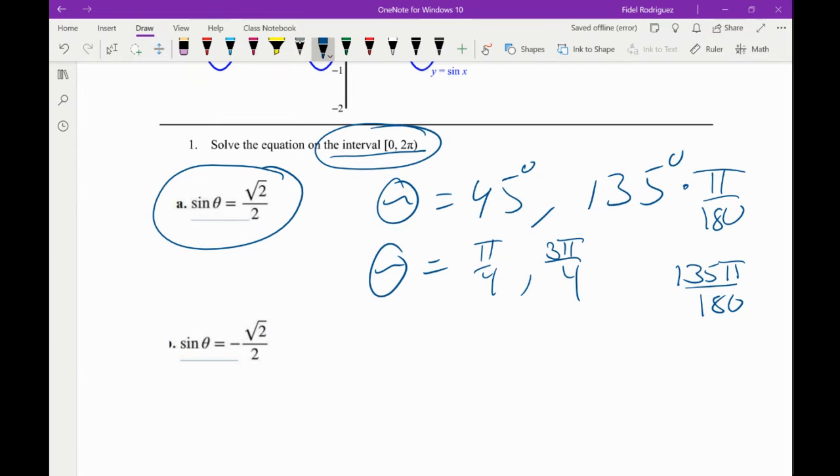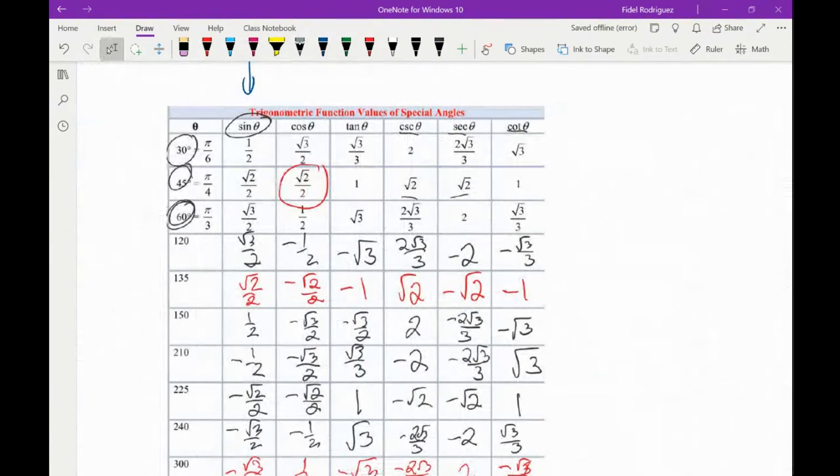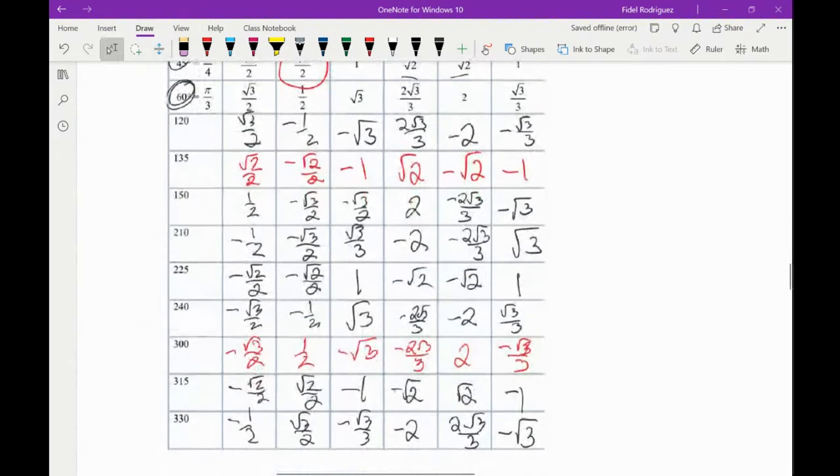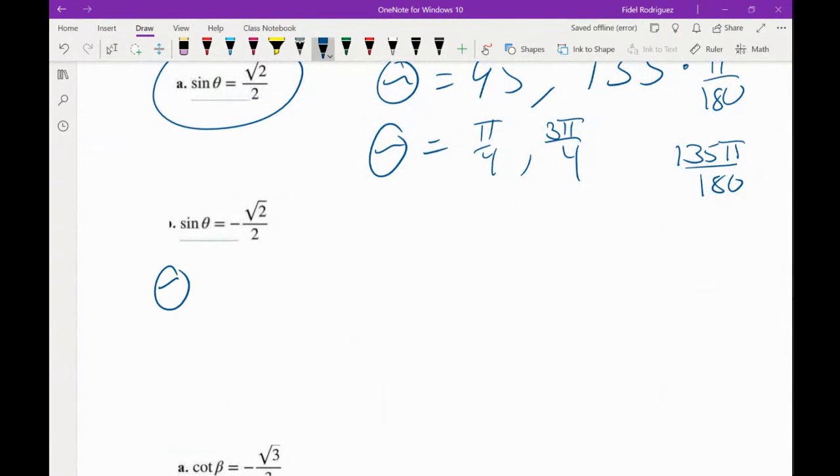Let's do the same thing for the next one. Look what it's asking me to do. When is the sine of theta equal to the negative square root of 2 over 2? So what am I going to do? I'm going to scroll back over here. I'm still looking at the sine, but I want it to be the negative square root of 2 over 2. When is the sine equal to the negative square root of 2 over 2? I put two values. 225 and 315, good, okay. So we're going to do the same thing here. We're going to say, look, theta is equal to 225 degrees or 315 degrees.